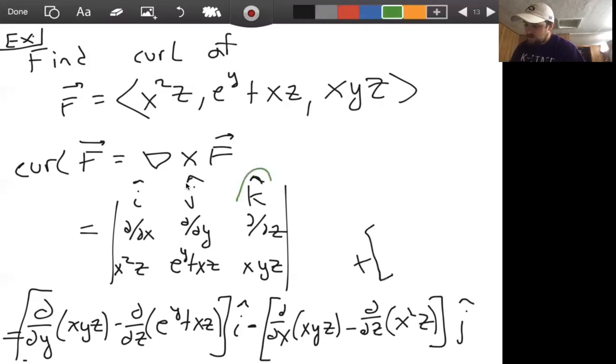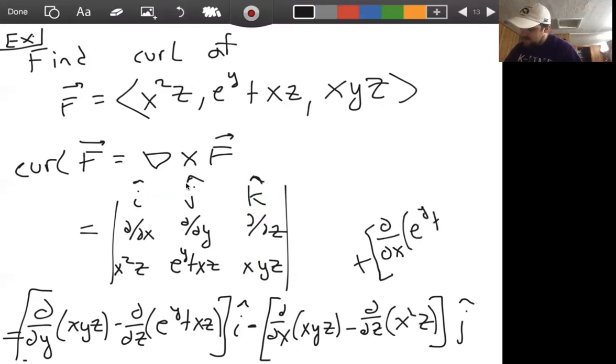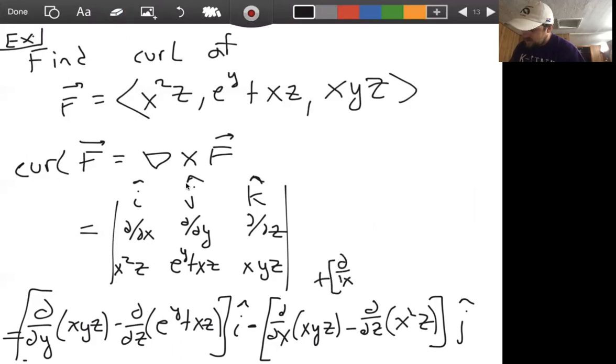k hat. You take k hat, delete the row and column that it belongs to, and look at the resulting 2 by 2 determinant, which is going to be the partial derivative with respect to x of e to the y plus xz minus, so I'm out of room, this is pretty sloppy here, I apologize. So plus d dx of e to the y plus xz minus d dy of x squared z k hat, right?